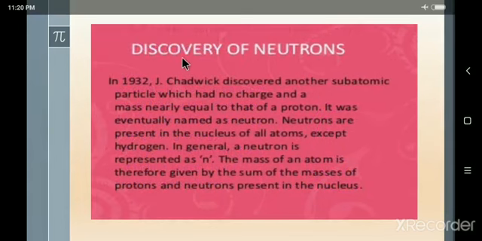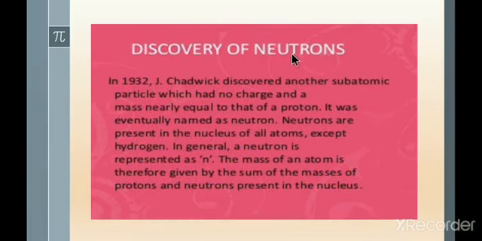Next is the discovery of neutrons. We have discussed neutrons in detail. Let's revise it. In 1932, James Chadwick discovered another subatomic particle which had no charge, that is, it is neutral, and a mass nearly equal to that of a proton. It was eventually named the neutron. Neutrons are present in the nucleus of all atoms except hydrogen. About this we will study in the next classes.